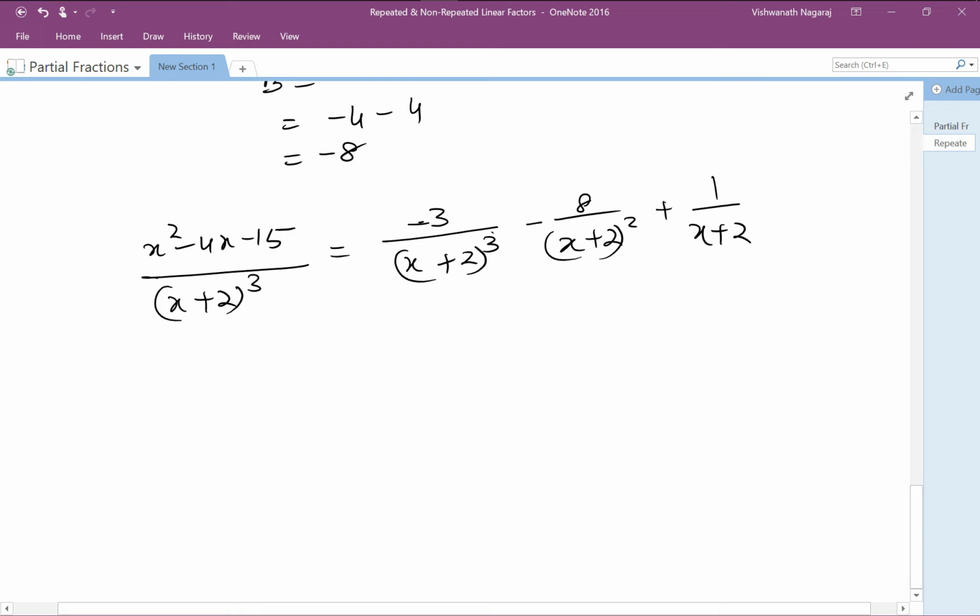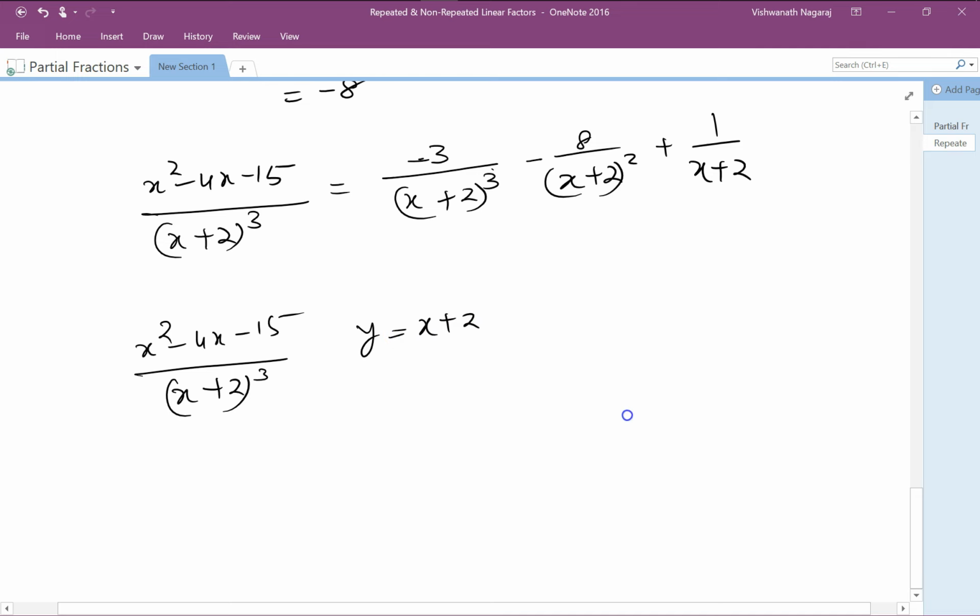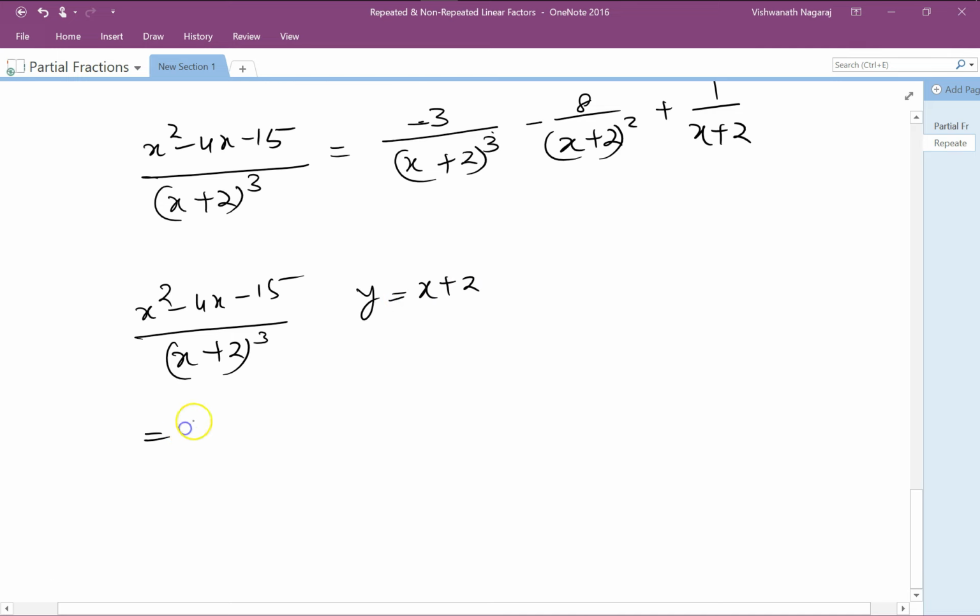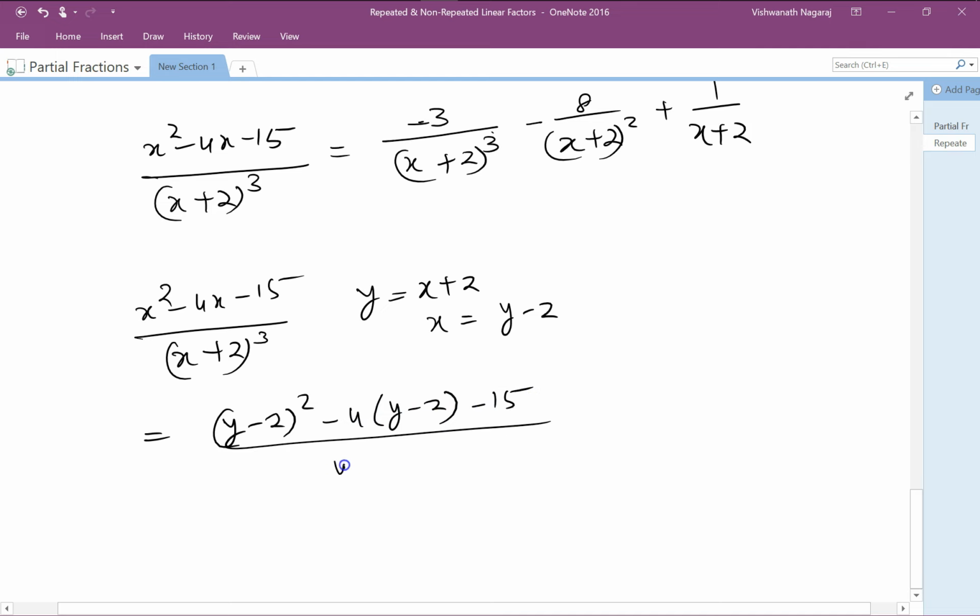Okay, by the way, there is another way in which we can solve the same problem. So let's look at this problem again, but now try to solve it in a different way. Let us say this x plus 2 in the denominator, let it be y. Now if we make it y, what will happen? If y is equal to x plus 2, x would be equal to y minus 2. So y minus 2 the whole square minus 4 times y minus 2 minus 15, and in the denominator we would end up with y cube.